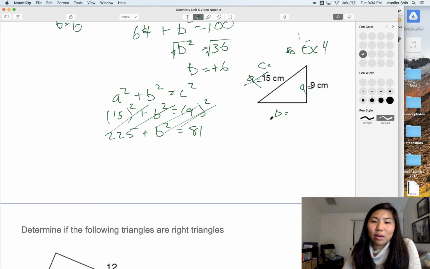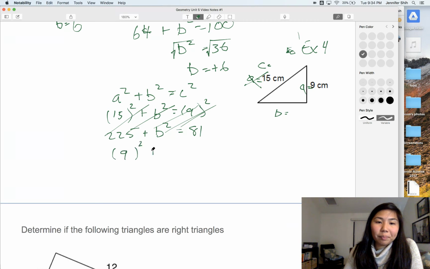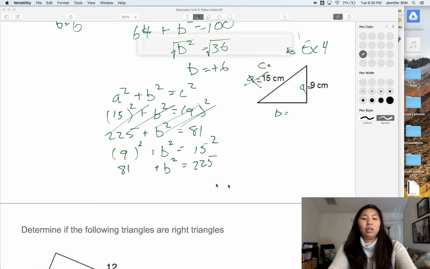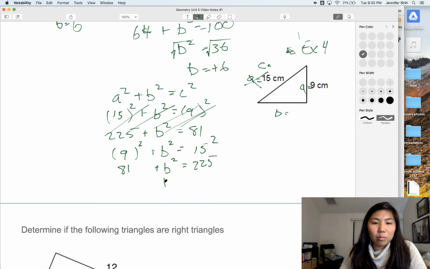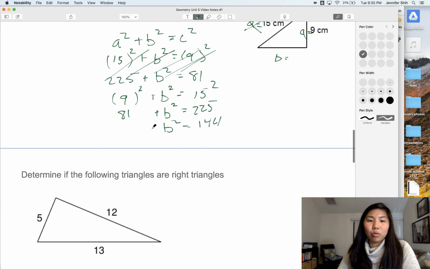A is equal to 9, and B is still equal to something. So A squared is equal to 9 squared. See, it's going to make errors. But look, I crossed it out. I didn't erase it. It's not great. All right, 81 plus B squared is equal to 225. 15 times 15. Okay, minus 81. All right, it's 144. Nice. All right. B squared is equal to 144, and the square root of 144.